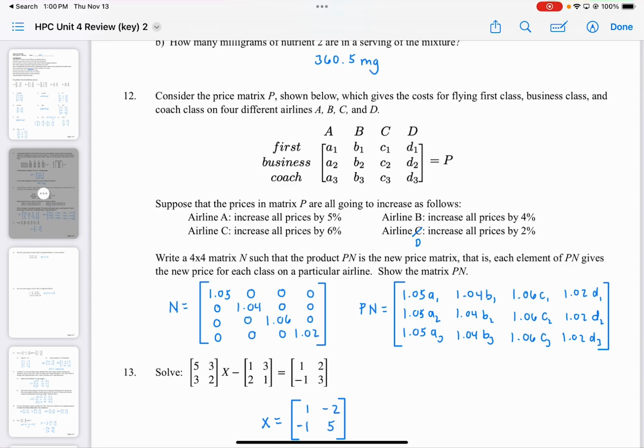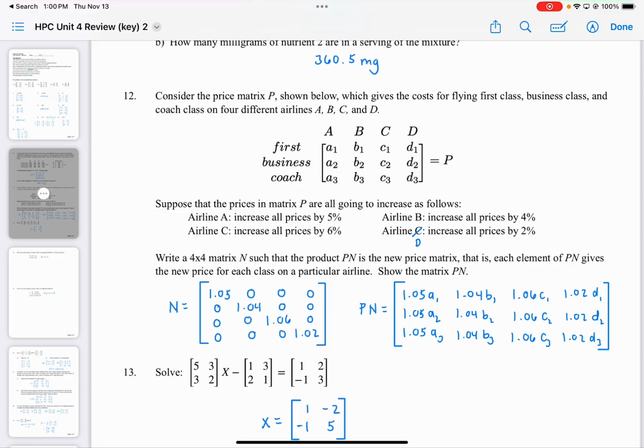So that means we want to figure out a matrix such that all of the costs for airline A are going to increase by 5%, meaning we want to multiply by 1.05. That's what would increase it by 5%, okay? So I want the result to be all these multiplied by 1.05. All these for B are going to multiply by 1.04, then 1.06, and then 1.02 as a scalar multiple in front of all those values, okay? So we need to figure out what that matrix is going to be, okay?